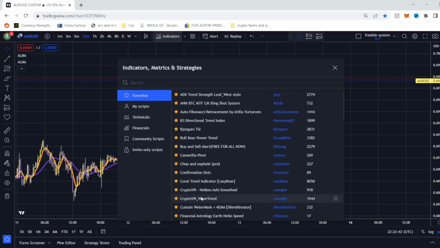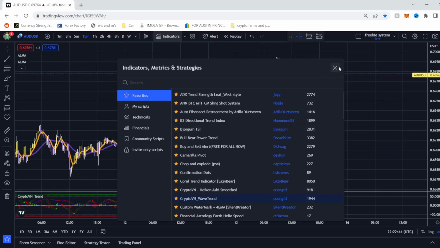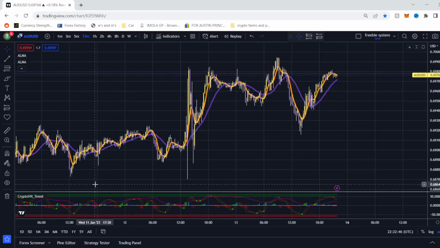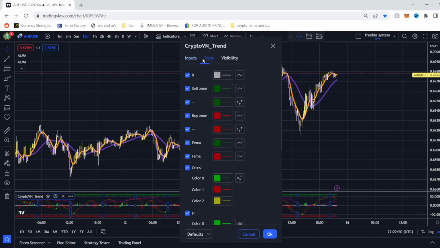So I'm just going to add crypto VN wave trend. Let's see what this says, and I'm going to set it up just so that it's a bit more visible for people. Again, I'm just kind of winging it just to make something that's going to be easily readable for you.